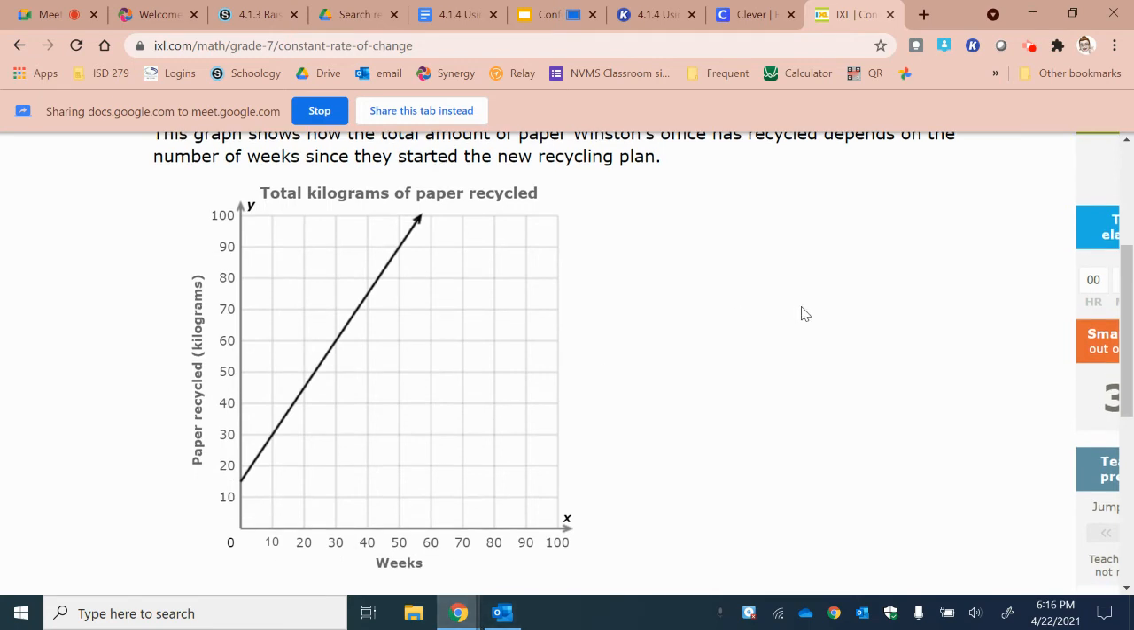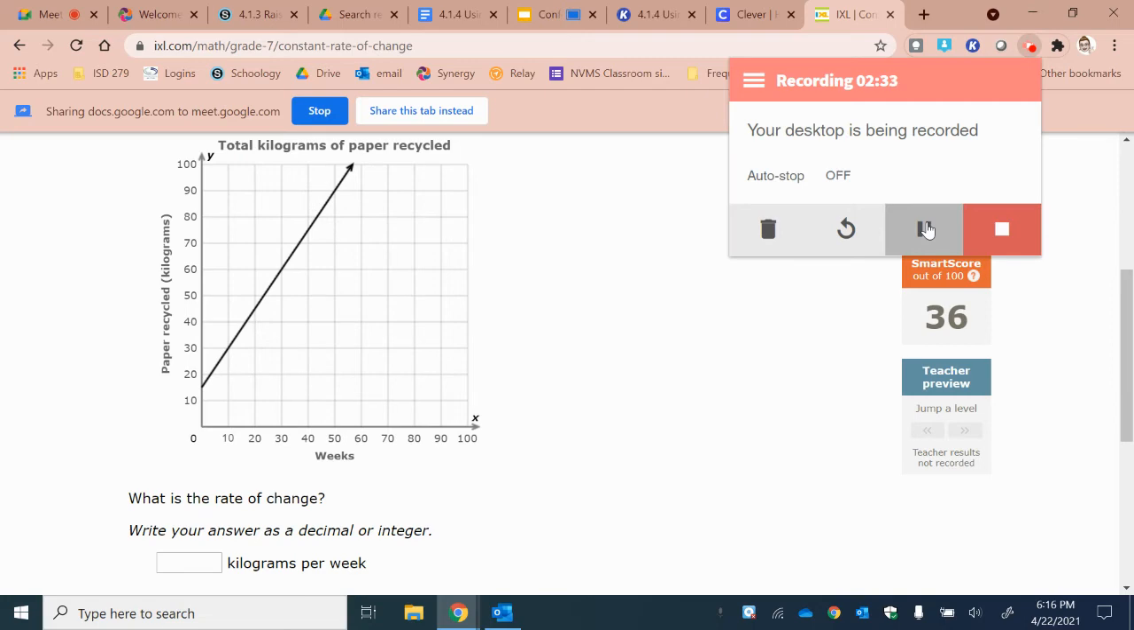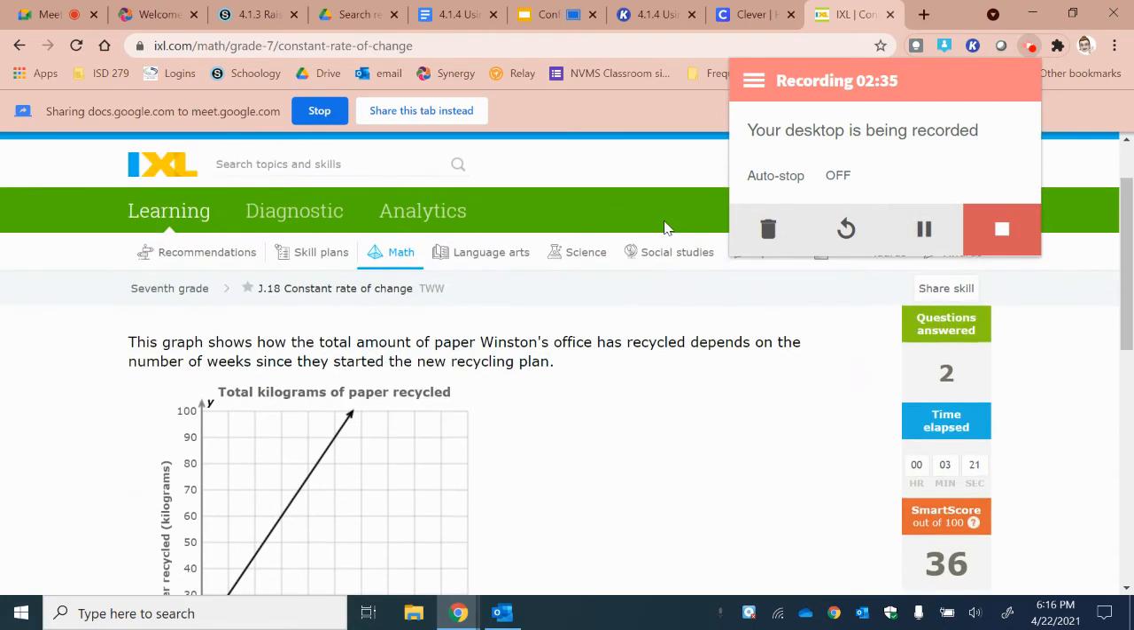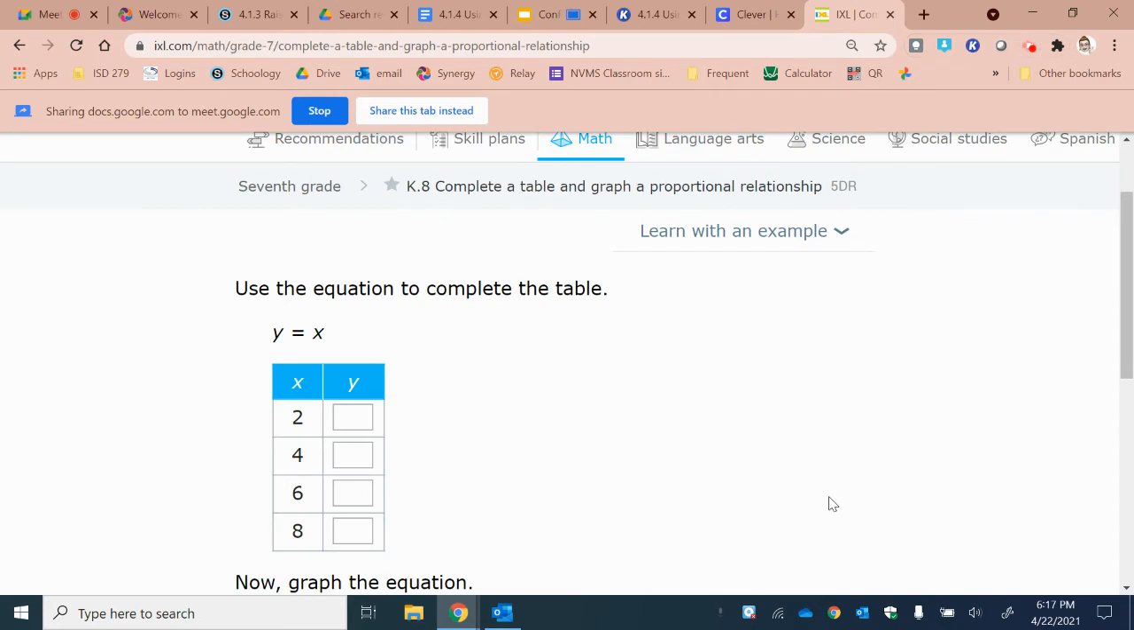I'm going to go ahead and jump up to the next one, so let me pause and get to the next level. And it looks like it has only 1 level, so that's all you need to worry about for J18. Look for 2 points, and you're going to find the change in y and divide it by the change in x. All right, here we are in K8.